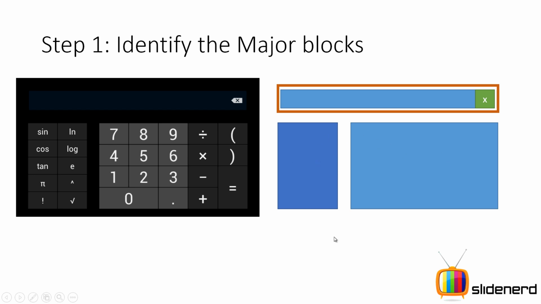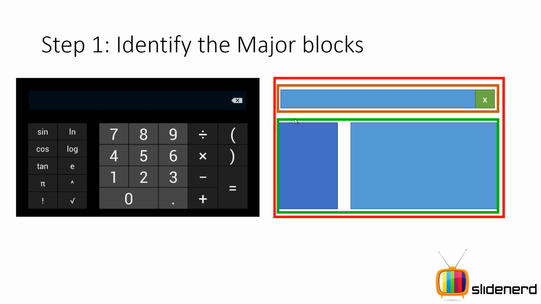But for now, as you notice, this block is right beside this block, and that means they are inside a horizontal linear layout. Now take a look, the brown rectangle and the green rectangle are actually two blocks, right? And they are one below the other. That means they are inside a vertical linear layout. And that's our simple calculator app. As you can see, it took hardly 2 to 3 minutes to break down what it is made up of.